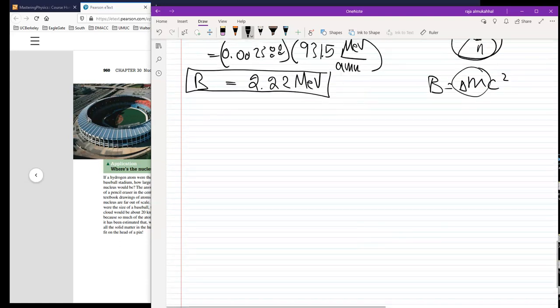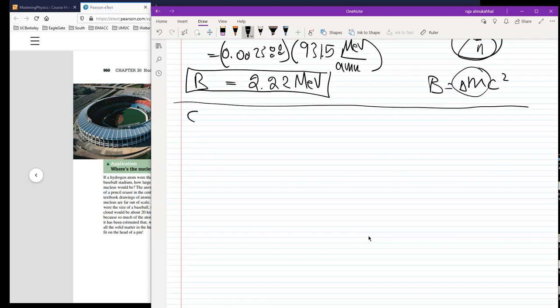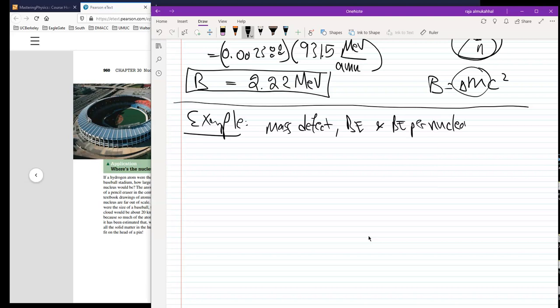Here's another example for calculating the binding energy. Find the mass defect, binding energy, and binding energy per nucleon. There's a symbol for that, and I'll come back to it in a sec. It's basically the binding energy over A. Okay, I'll come back to it. This is for carbon-12, which is the most common isotope.